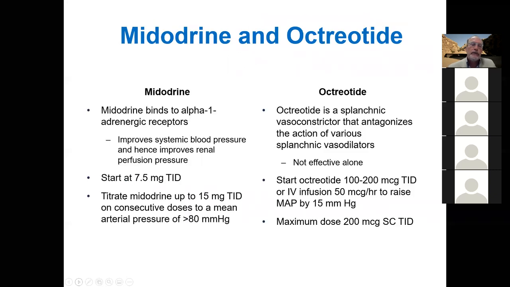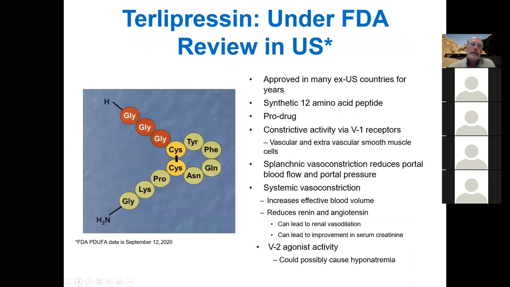Midodrine, we talked about. Here's dosing: 15 to 20 TID, maybe 15's max. Keep the MAPs around 70 to 75. Systolic blood pressure, you really want 90 to 95. Octreotide, you can do infusions, but I'm just recommending subcutaneous TID. This is terlipressin, just what the structure looks like. Less effect on cardiac status, more effect on renal perfusion.